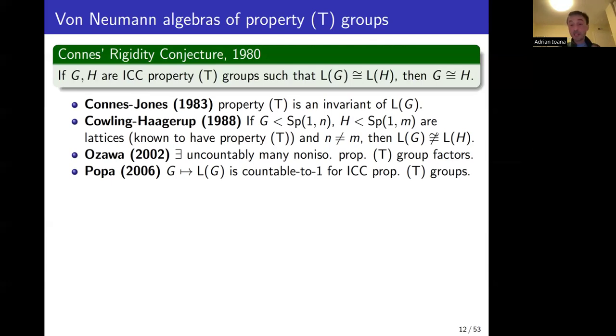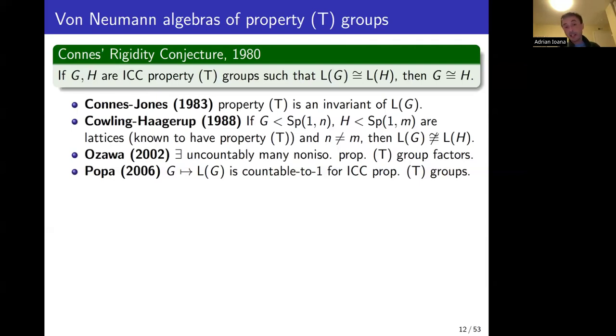So then as you vary N, the lattices will have non-isomorphic von Neumann algebras. So the lattices are known to be non-isomorphic, and if you want, this confirms Connes' rigidity conjecture for these groups. More recently, in the 2000s, Ozawa proved that there exist uncountably many non-isomorphic property T group factors. So there's uncountably many ICC property T groups which have pairwise non-isomorphic von Neumann algebras.